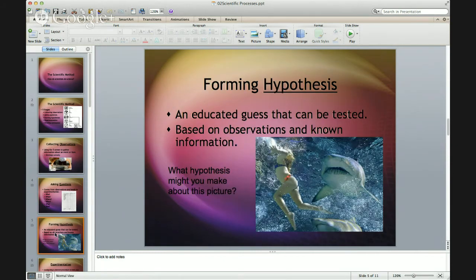Our hypothesis is an educated guess, and we usually write this as an if-then statement. If this little girl is swimming in shark-infested waters, then it's highly likely that she might get bitten. Okay, that would be a relatively legitimate hypothesis. Another good hypothesis would be if somebody knows how to use Photoshop, they can make this picture happen. So there are lots of different hypotheses that we can make about different things that we see, but we generally base our hypothesis on the observations we've already made and known information or information that we've researched and found out ourselves. So information usually goes into this, and that's why it's called an educated guess.